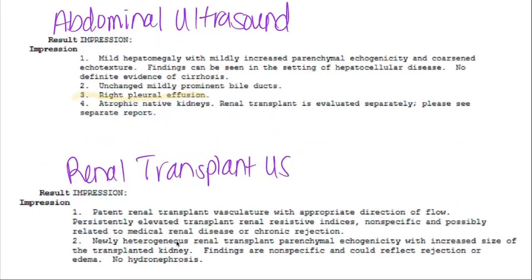His renal transplant ultrasound shows patent vasculature, appropriate direction of flow, elevated renal resistive indices, and new heterogeneous renal transplant parenchyma. Findings are non-specific and could be concerning for rejection or edema, no hydronephrosis. Thoughts about these two imaging studies that you were able to get overnight? Raising suspicion for some diagnoses, lowering suspicion for others.